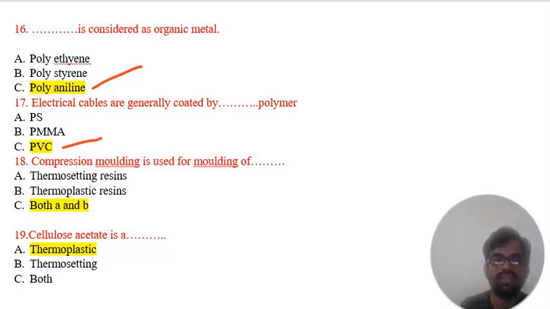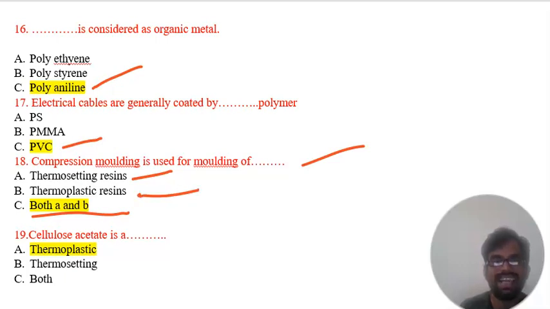Now we come to the 18th bit. Compression molding is used for molding of dash. Both are being asked here. So the right answer is both thermosetting resins and thermoplastic resins. Simply, we call them bangles. For the preparation of bangles, they use thermosetting resins and thermoplastic resins. This is one of the uses of compression molding for polymers. Thermosetting and thermoplastic resins are both the right answer.